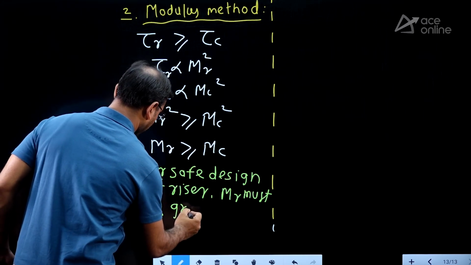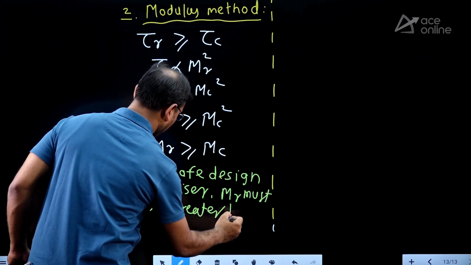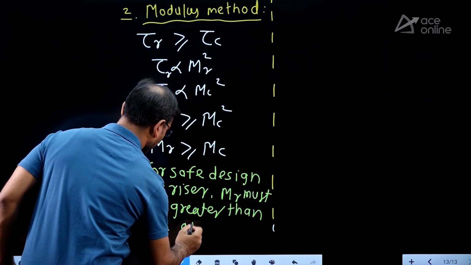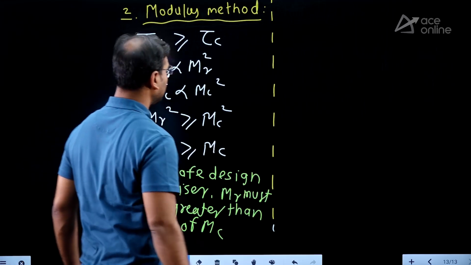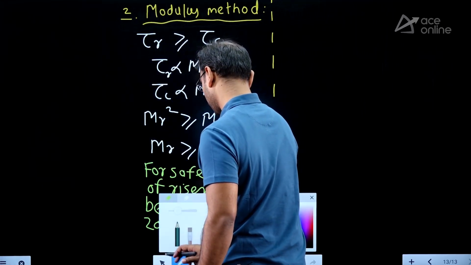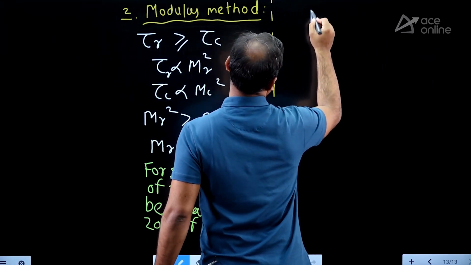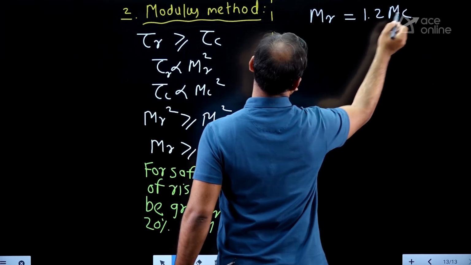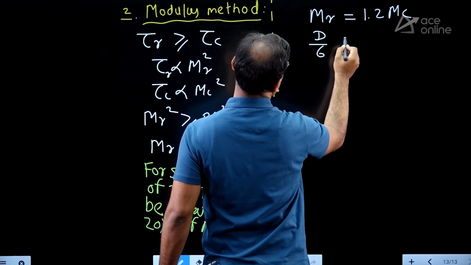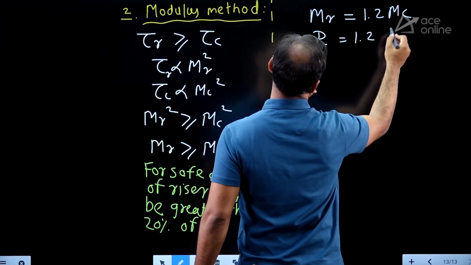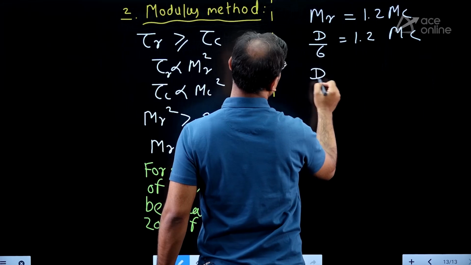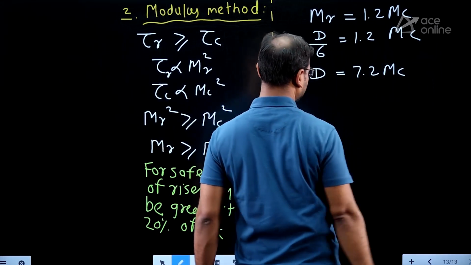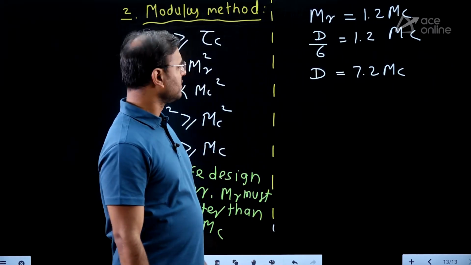For safe design, the modulus of riser must be greater than 20% of the modulus of casting cavity. Therefore, I am writing here: modulus of riser is equal to 1.2 into modulus of casting cavity. Then modulus of riser, d by 6, is equal to 1.2 into modulus of casting cavity. Therefore, this diameter is equal to 7.2 into modulus of casting cavity.